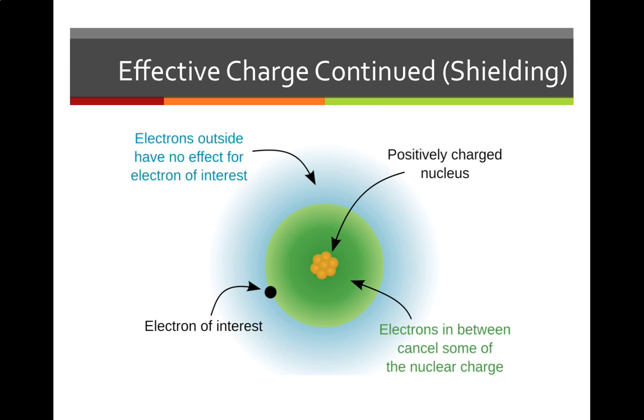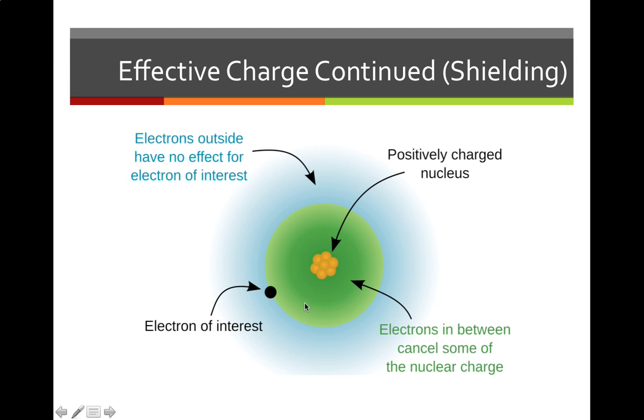So we can look here at the effective charge a little bit more, at that shielding effect. We have the nucleus in the middle with our positively charged nucleus. We've got neutrons and protons in there. Neutrons, neutral, not having any effect on the charge, but those protons are positive and in that dense nucleus, causing a pull from the protons.